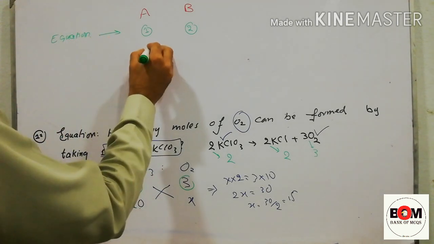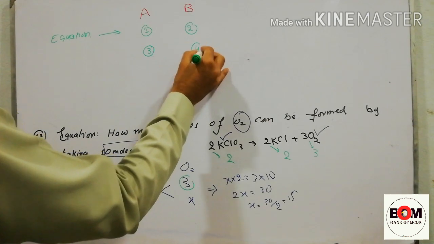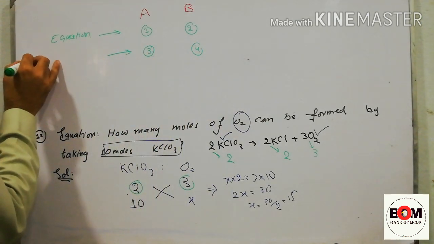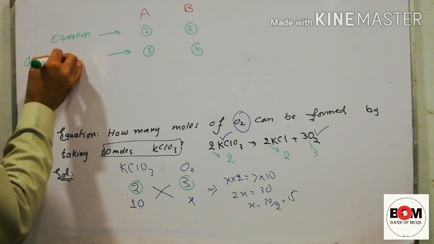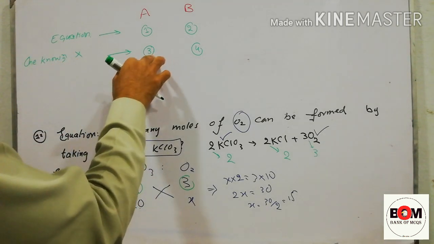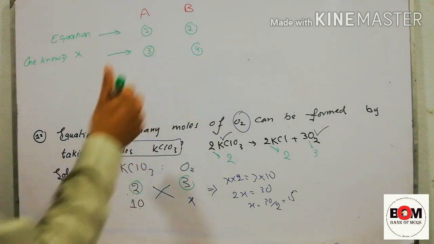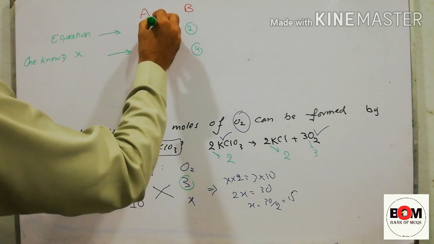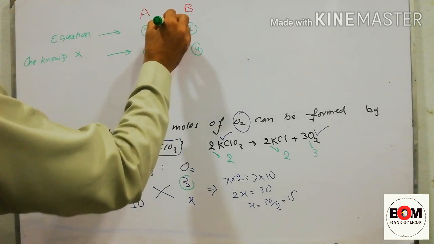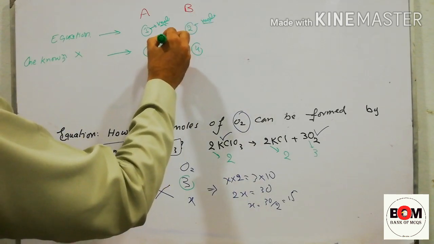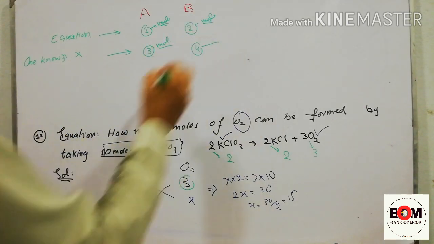The next is value 3 or 4. In value 3 or 4, they will give us one known and the other will be X, or unknown. So it may be 3 known and 4 unknown, or 4 known and 3 unknown. These two quantities are selected in moles. So if 3 is in moles, the answer we find for 4 will also be in moles.